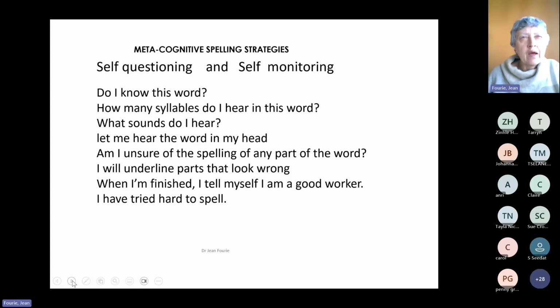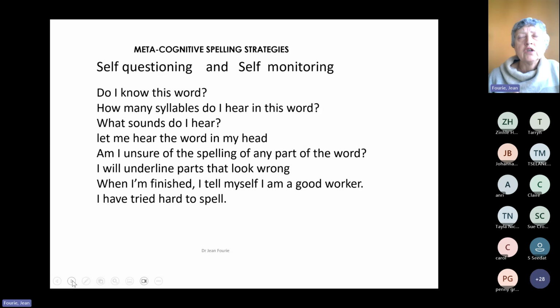Which words do I think I've spelled incorrectly that I'm going to go and ask someone how to spell, or I'm going to look up in a dictionary. And then to finish sessions by giving self-affirmations. What have I done well? What have I achieved? Have I worked at this diligently? I concentrated, I made a good story, and I've tried very hard to spell these words correctly.